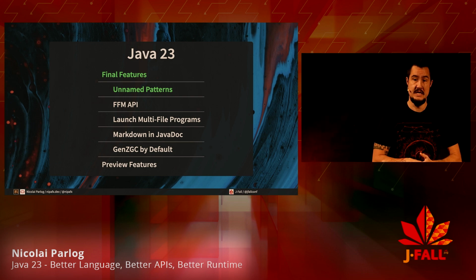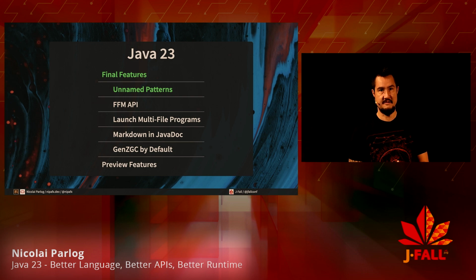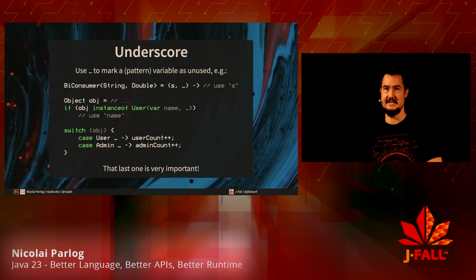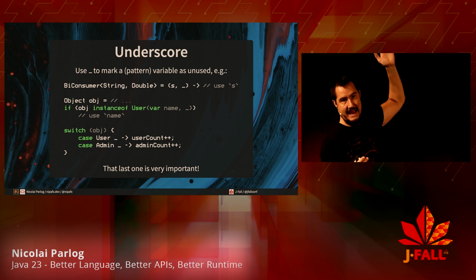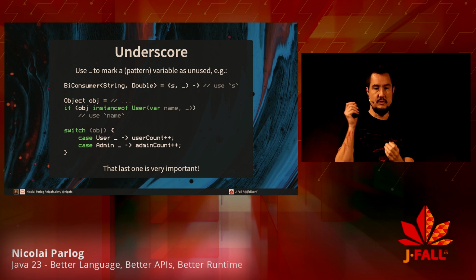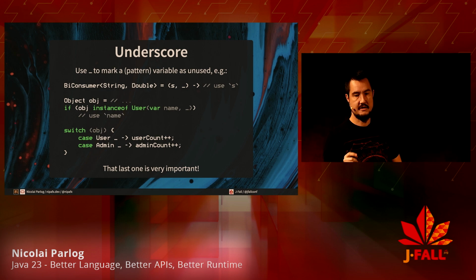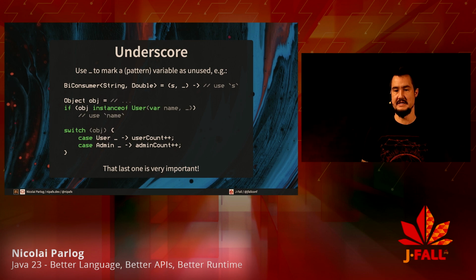OK, so let's start. Let's start with something that's a final feature in JDK 22, and this is about unnamed patterns. And if I only had 30 seconds to show you the feature, this would be it. And that's all there really has to be said about it. So you can use an underscore to mark a pattern or a variable or a few other things that you don't actually need as unused.